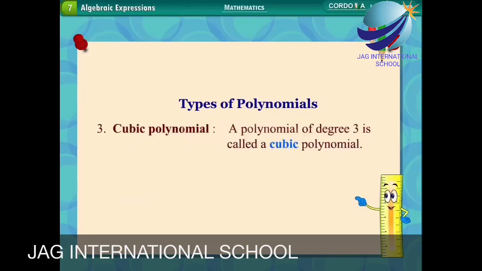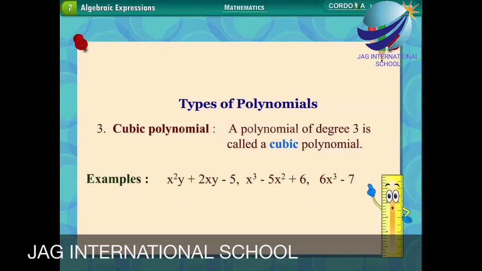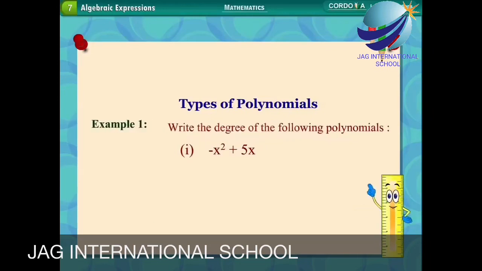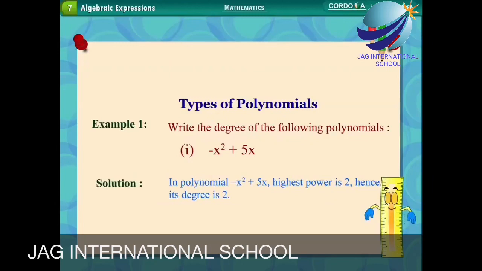Cubic polynomial. A polynomial of degree 3 is called a cubic polynomial. Examples: x squared y plus 2xy minus 5, x cubed minus 5x squared plus 6, 6x cubed minus 7. Example 1. Write the degree of the following polynomials: minus x squared plus 5x. Solution. In polynomial minus x squared plus 5x, highest power is 2, hence its degree is 2.